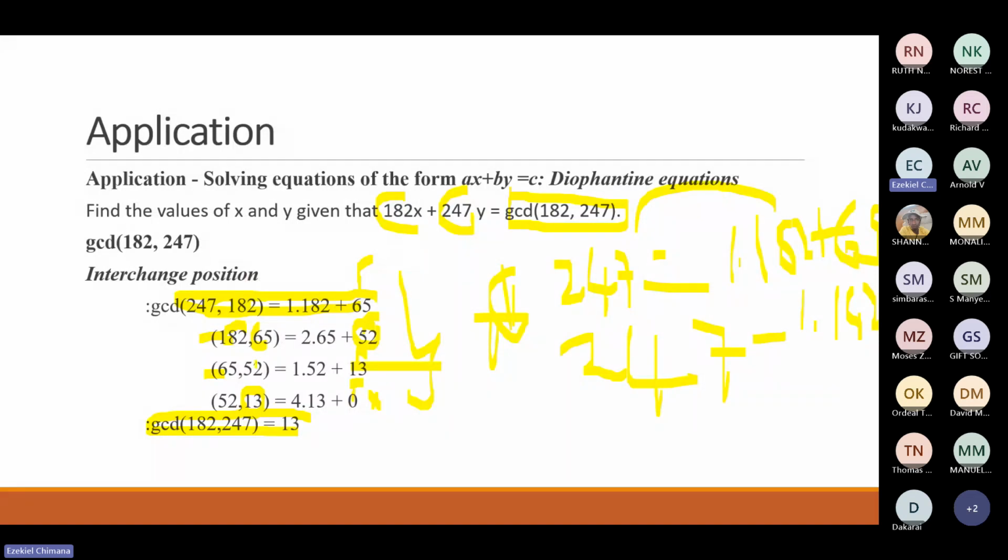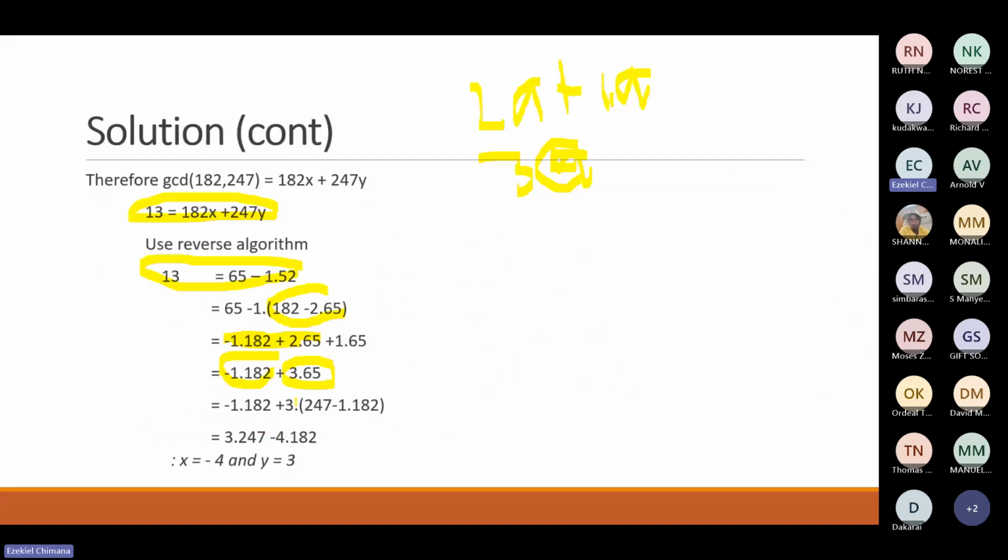So this is the thing that we are going to use here. That's why you see you have got 247 minus 182. So you are going to replace this 65 with its equivalent value that we got from that step. After expanding this, you end up having 3 times 247 minus 3 times 182, because if you say 3 times minus 1, you are going to get a negative 3 here. So it is going to be minus 3.182. If you say minus 1 minus 3, you get minus 4.